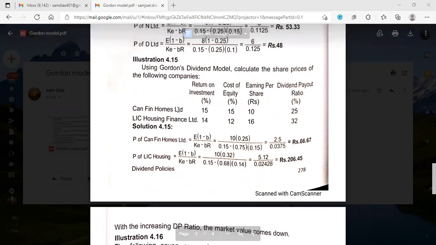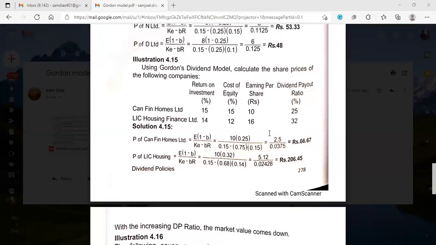Return on investment they have given for Canfin Homes 15% and LIC Housing Finance Limited 14%. Cost of equity for Canfin Homes 15%, for LIC 12%. Earning per share for Canfin Homes 10 rupees, and for LIC Housing Finance 16 rupees. Dividend payout ratio for Canfin Homes 25%, and for LIC Housing Finance 32%. Now with this information we have to solve the problem.